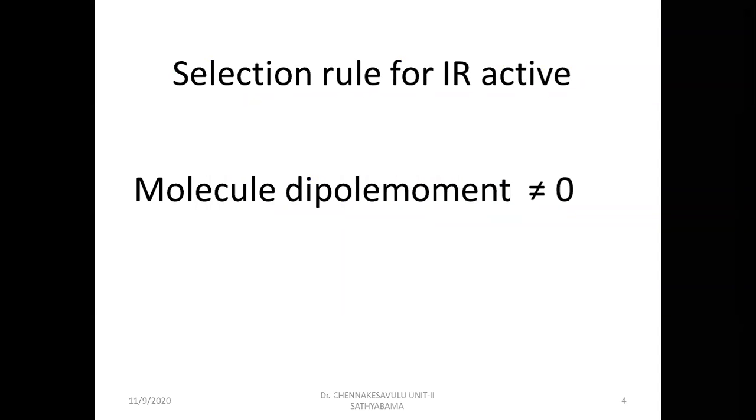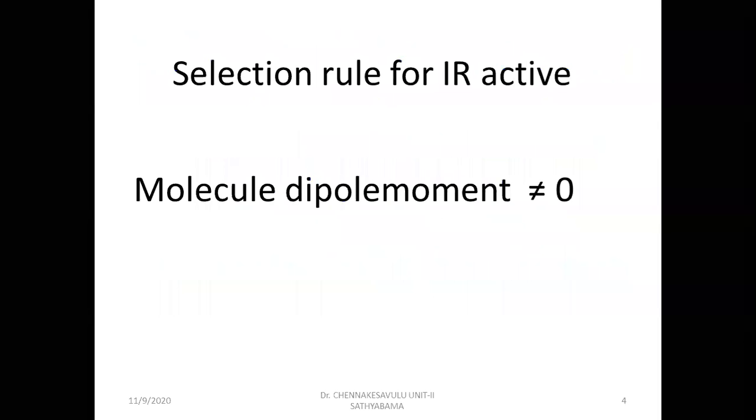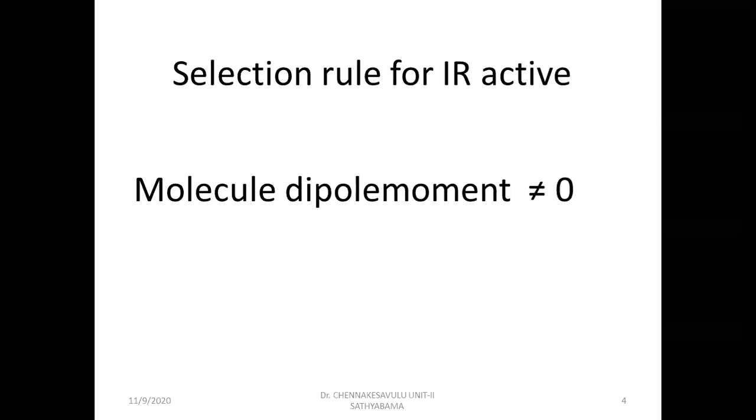The selection rule for IR spectroscopy is that the molecule should not have zero dipole moment. If a permanent dipole moment or induced dipole moment is there in the molecule, it will be IR active. That means that molecule will give an IR spectrum. The molecule's dipole moment should not be equal to zero, either a permanent dipole moment or an induced dipole moment.